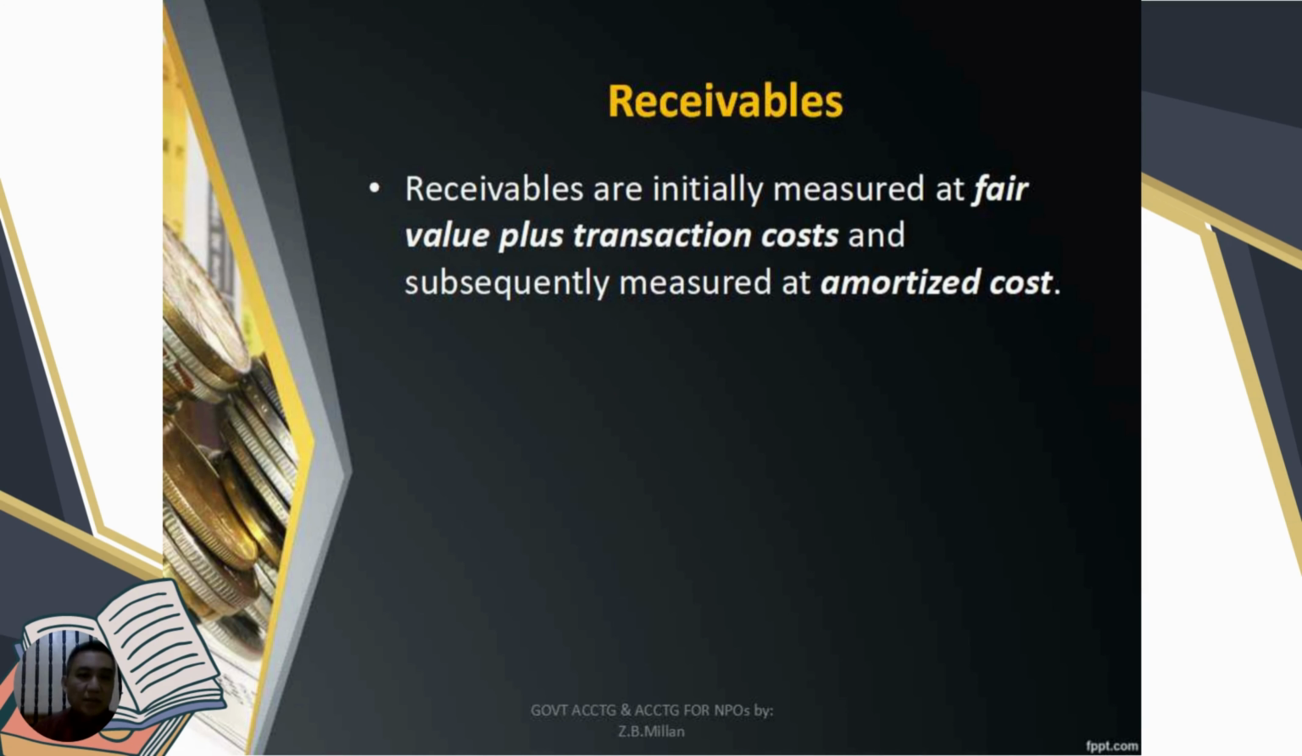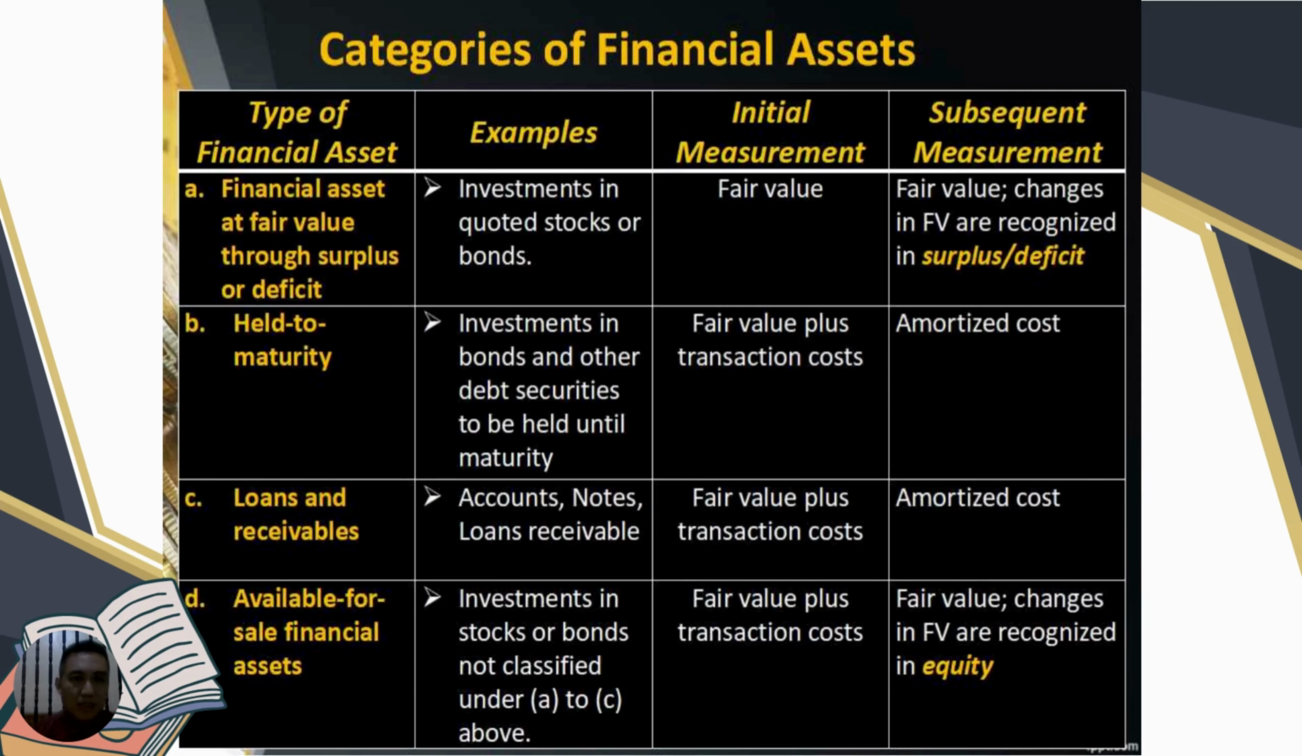Receivables are initially measured at fair value plus transaction cost and subsequently measured at amortized cost. What are receivables again? Those are your loans. Categories of financial assets: financial asset at fair value through surplus or deficit, held to maturity, loans and receivables, and available for sale financial assets. Examples: for A, investments in quoted stocks or bonds. For B, investment in bonds and other debt securities to be held until maturity. For C, accounts, notes, loans receivable. For D, investment in stocks or bonds not classified under A to C.